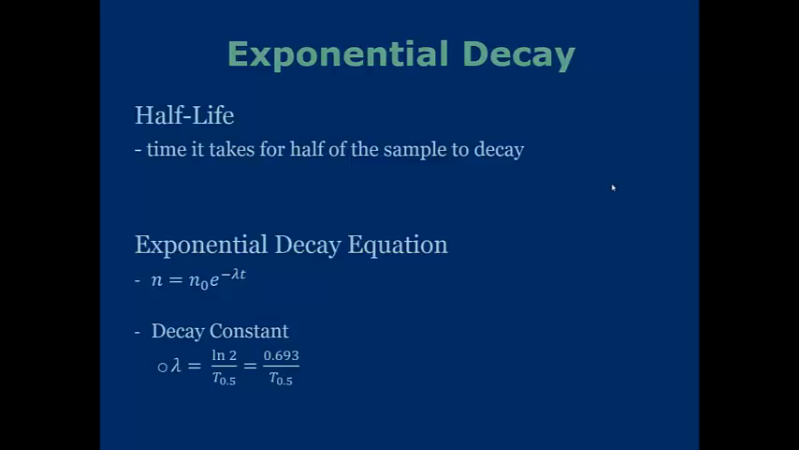The last thing we're going to discuss is exponential decay. The most famous example, and the one that you will likely be tested on the MCAT, is half-life. This is the time it takes for half of the sample to decay. Most of these samples will decay into some amalgamation of compounds and lead.